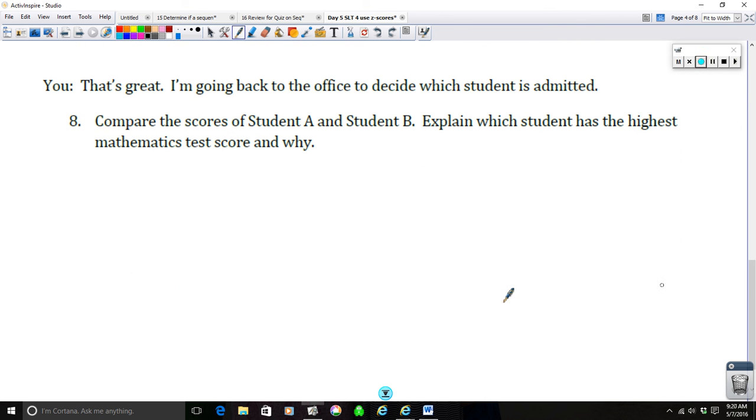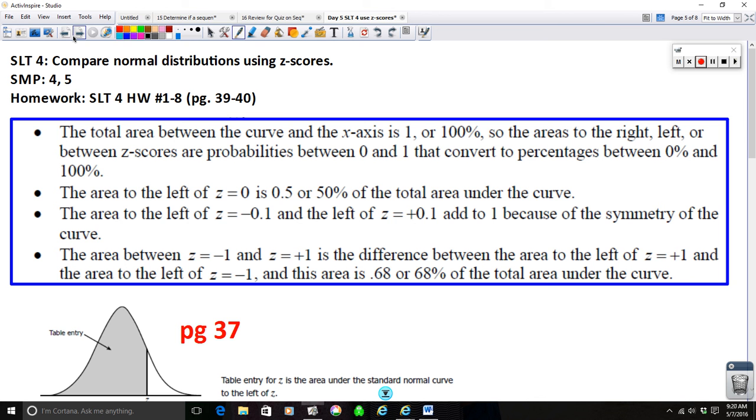So compare A and B. We just did it that way instead of doing it twice. We did that on the other page. Homework is page 39 and 40. So please start that right now.